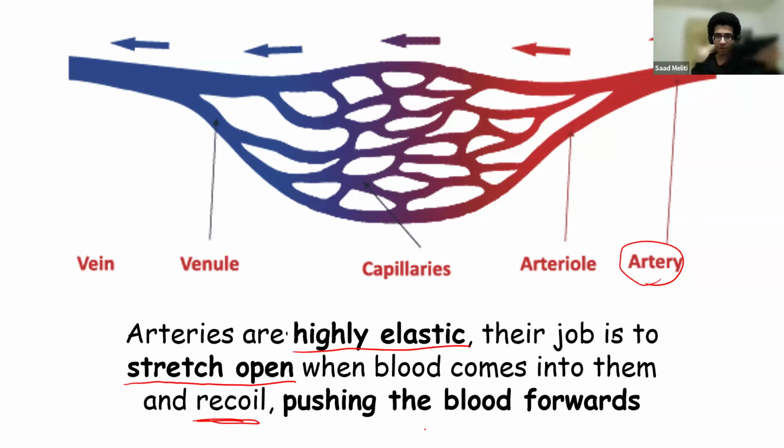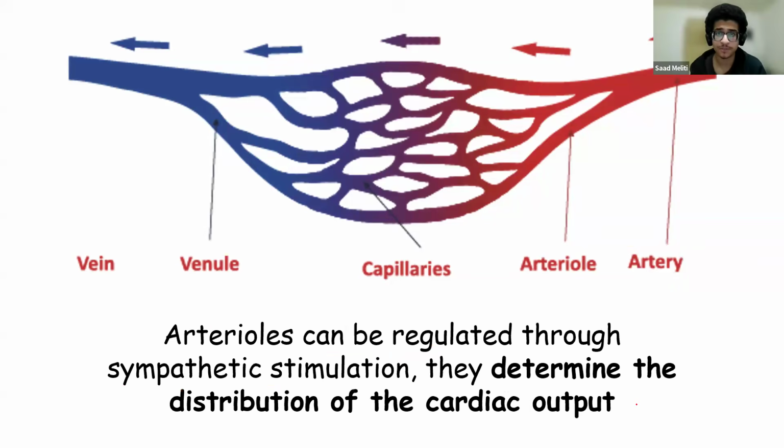It basically just recoils and pushes the blood forward towards the rest of the body. That's the job of arteries, like the aorta, for example. Arterioles are right before capillaries. They're smaller than arteries, of course, and they determine the distribution of the cardiac output.